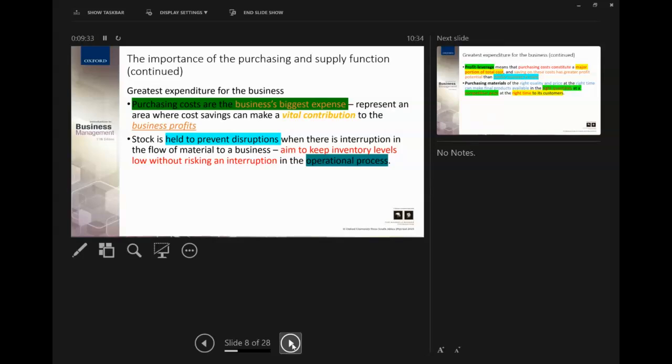Purchasing costs are the business's biggest expense, okay? They represent an area where cost saving can make a vital contribution to business profit, okay? And then here, they even go on to tell you that if you want to realize profits, the easiest way is to reduce your costs.